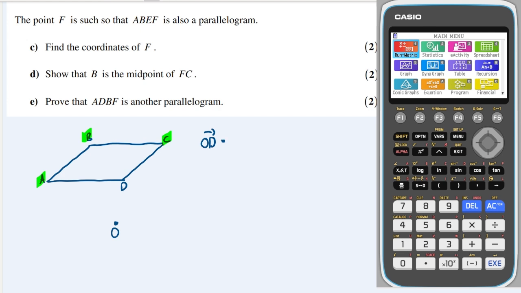So what we can do is go to A, because we know OA. And then ideally we want to go across AD, but we don't know AD. What we do know is it's the same as BC, because it's parallel. And it's a parallelogram, so they have the same distance. So I can just add on BC. Okay, now how do we work out BC? Well, BC is OC minus OB.